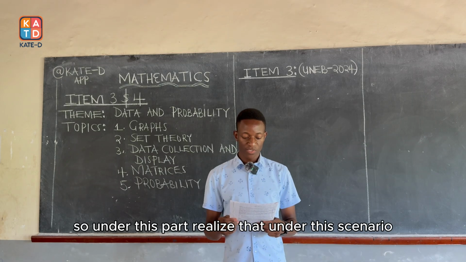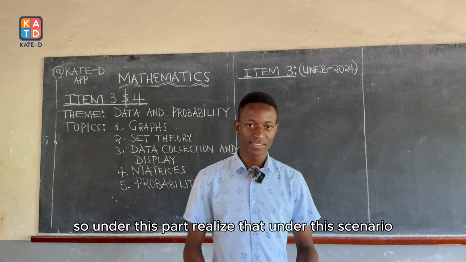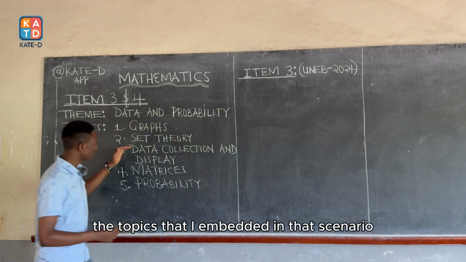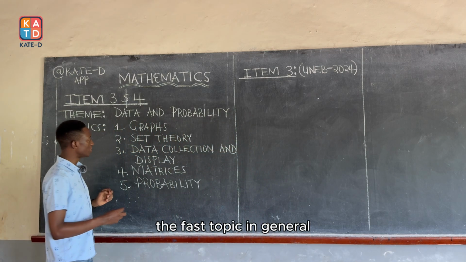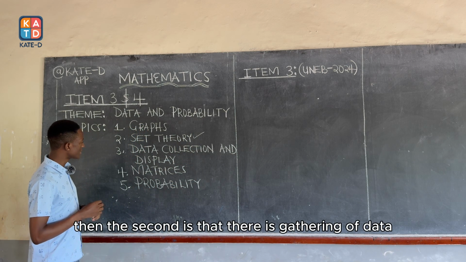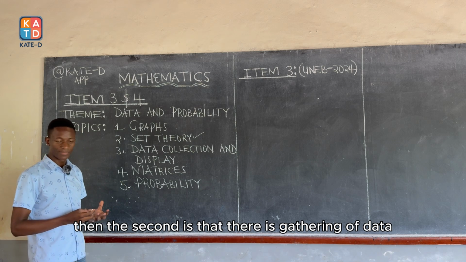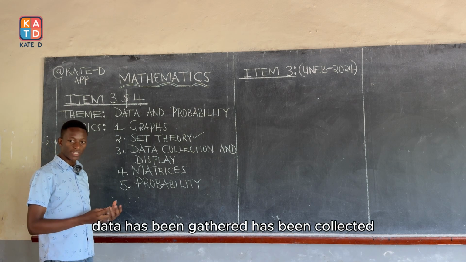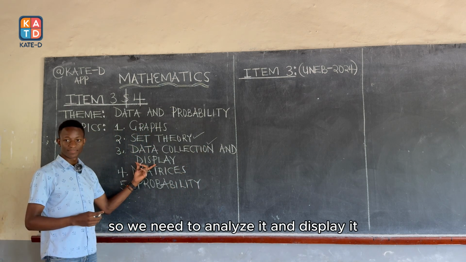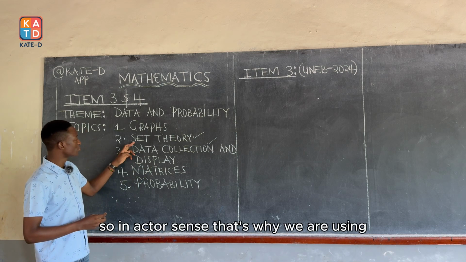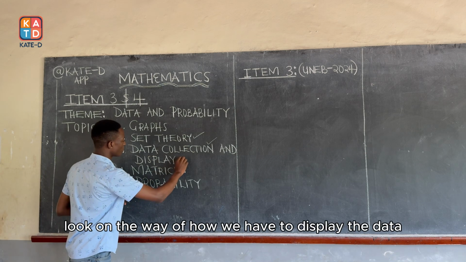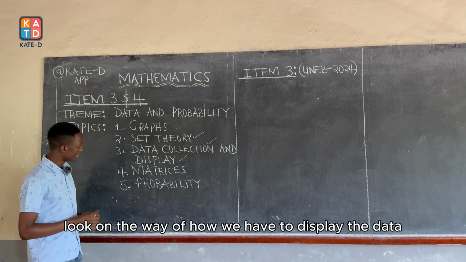So under this part, you realize that under this scenario, you can look at the topics that are embedded in that scenario. The first topic in general is set theory. Then the second is that there is gathering of data. Data has been gathered, it has been collected. So we need to analyze it and display it. So in actual sense, that's why we are going to apply set theory and then look at the way of how we have to display the data.